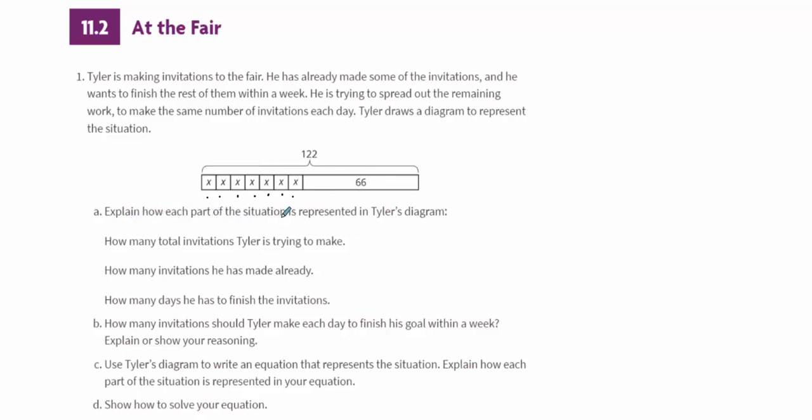Part A says explain how each part of the situation is represented in Tyler's diagram. So how many total invitations is Tyler trying to make? Well, we can see he's trying to make a total of 122. How many invitations has he made already? So this is our known amount. He's made 66 already. And how many days does he have to finish the invitations? Well, if he wants to do it within a week, that is 7 days, so he has 7 days.